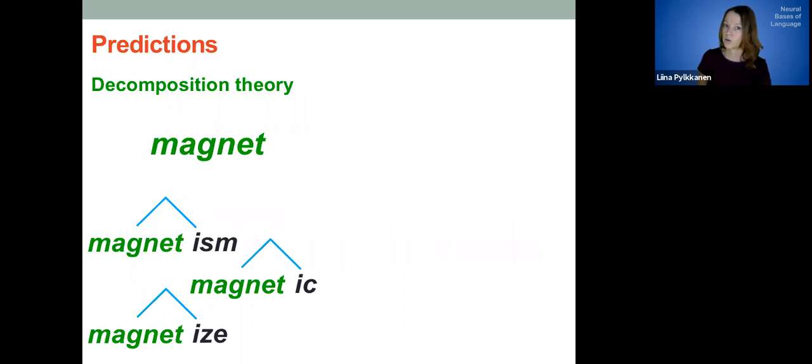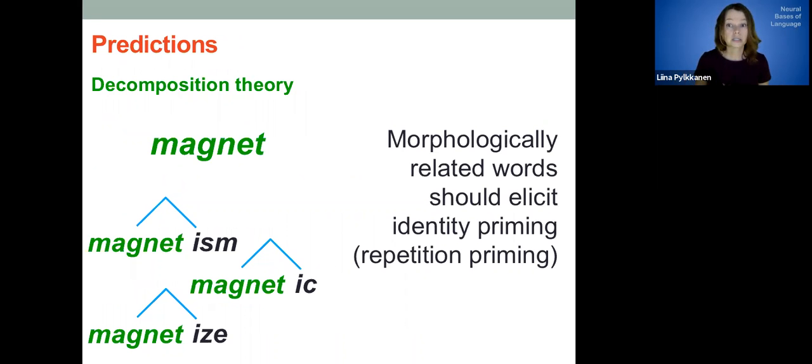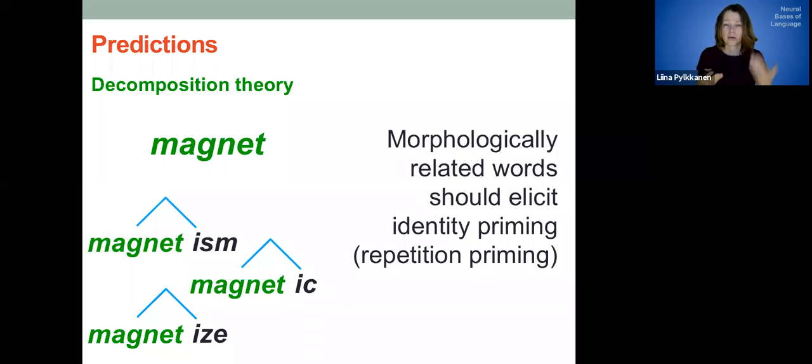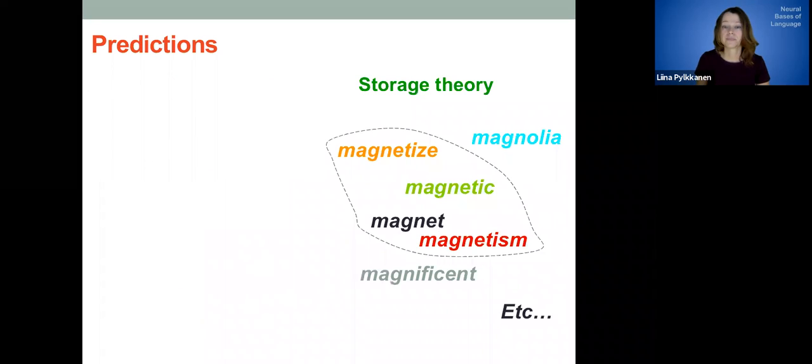So now we're going to go into our models and test the prediction. So under the decomposition theory, morphologically related words should elicit identity priming, at least in some form, because you are repeating the same morpheme. It's a fundamental prediction. Whereas under the storage theory, there is no identity relationship between morphologically related words. So I'm using the terminology of the other theory. I hope that's not too confusing.